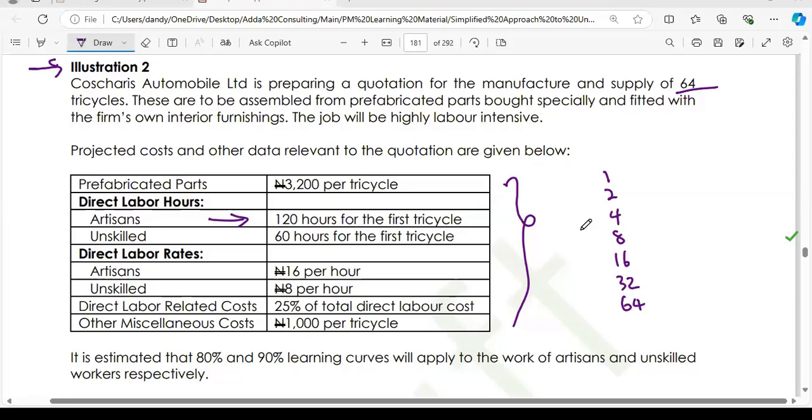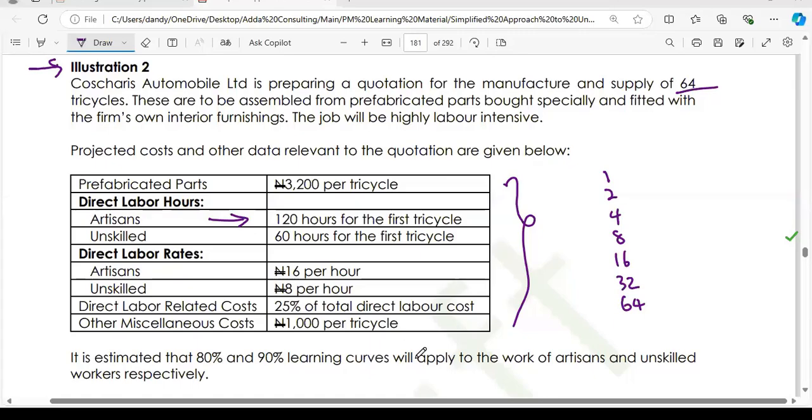So in this case, I can either use the tabular method or the algebraic method. Whichever one I use, I'm going to get the same answer. I will do this separately for artisan, and I will also do it separately for unskilled labor. Once I have the total hours required to produce the 64 for artisan and for unskilled labor, I need to multiply to get the total hours.